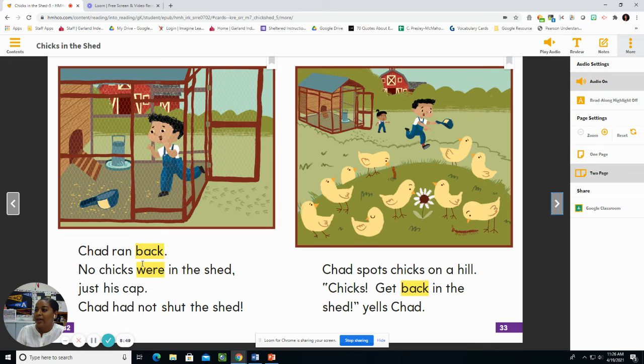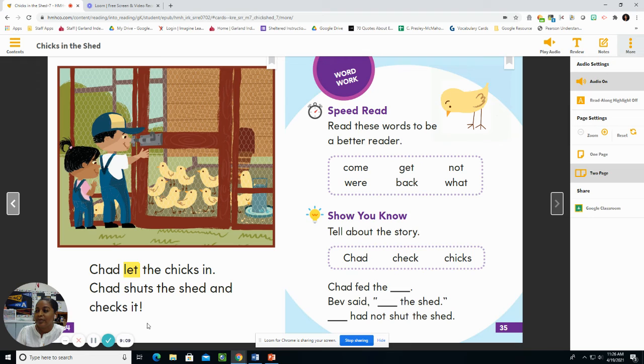Chad ran back. No chicks were in the shed, just his cap. Chad had not shut the shed. Chad spots chicks on a hill. Chicks, get back in the shed, yells Chad. Chad let the chicks in. Chad shuts the shed and checks it.